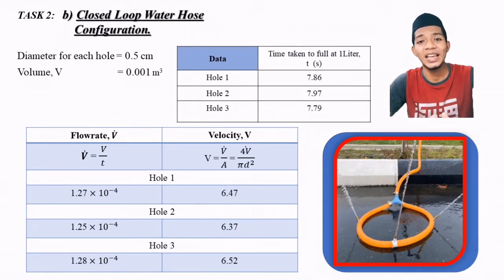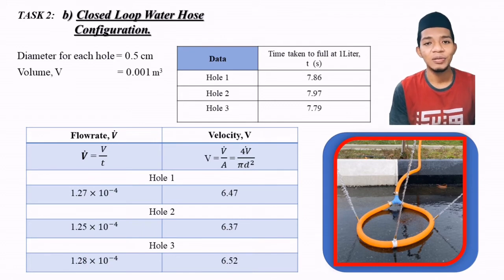Okay guys, on the last slide, we can see the second method for task 2. The method is the closed loop water hose configuration. In this method, we also measured the time taken to fill 1 liter of water in a measuring jug for the 3 holes, same as method 1. Then to calculate the flow rate and velocity, we also use the same formula we can see on the slide. That's all for my part, the data and calculation.